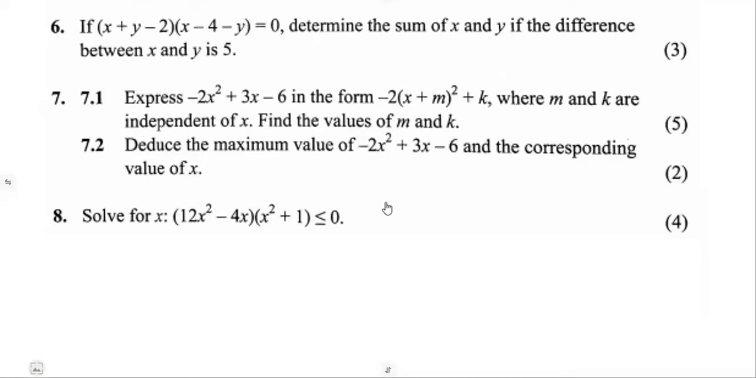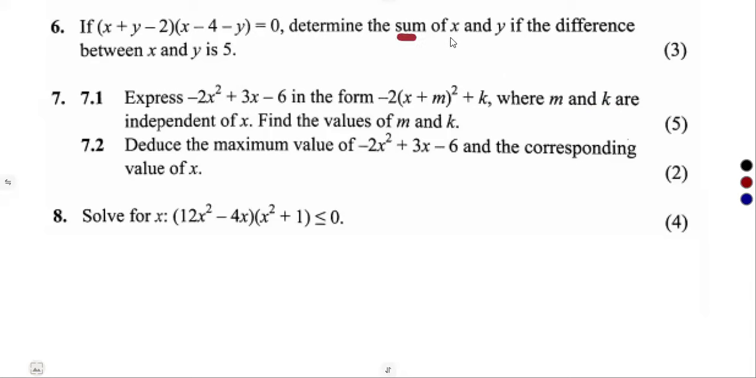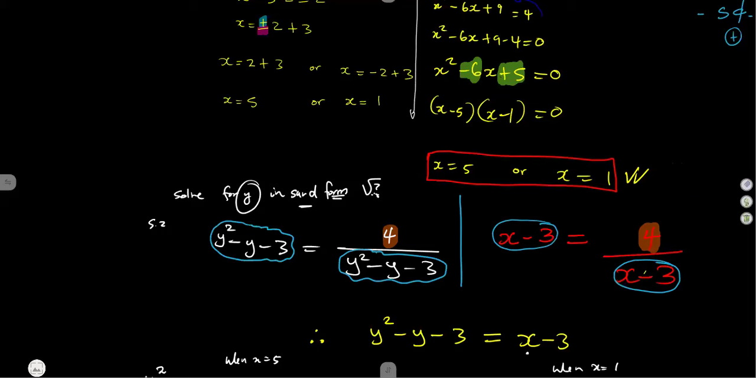All right. On question number 6, without wasting time, we're given: if (x + y - 2)(x - 4 - y) = 0, determine the sum. There are two things here. Determine the sum of what? X and y. If the difference between x and y is 5, determine the sum of x and y. All right, let's see, guys. This is our question number 6.